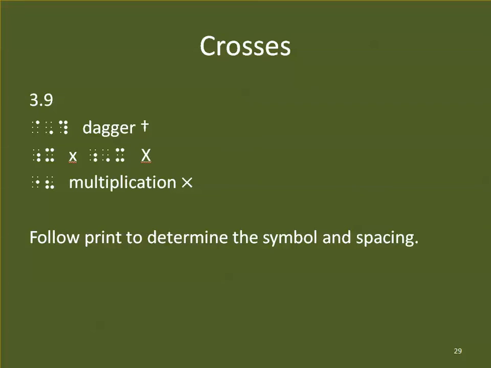And we'll talk about crosses now. I think this is the last symbol of this video. Again, we have the dagger, regular X, a capital X, or multiplication cross. So any 2 lines that cross each other is considered a cross in UEB. We follow print to determine the symbol and the spacing.